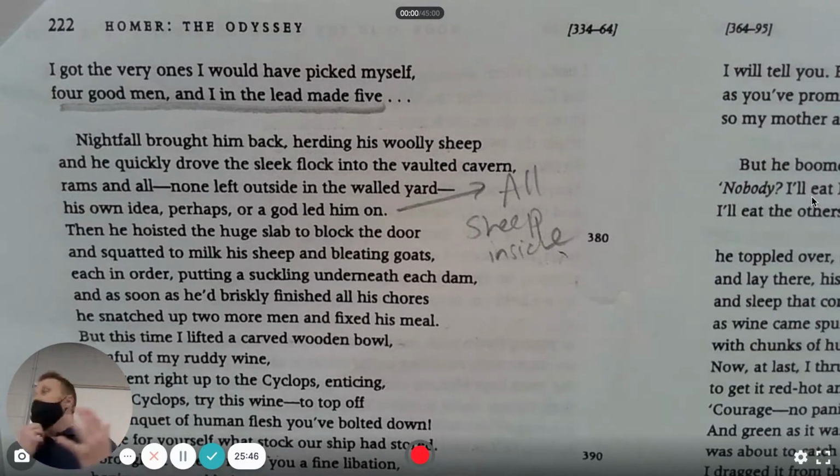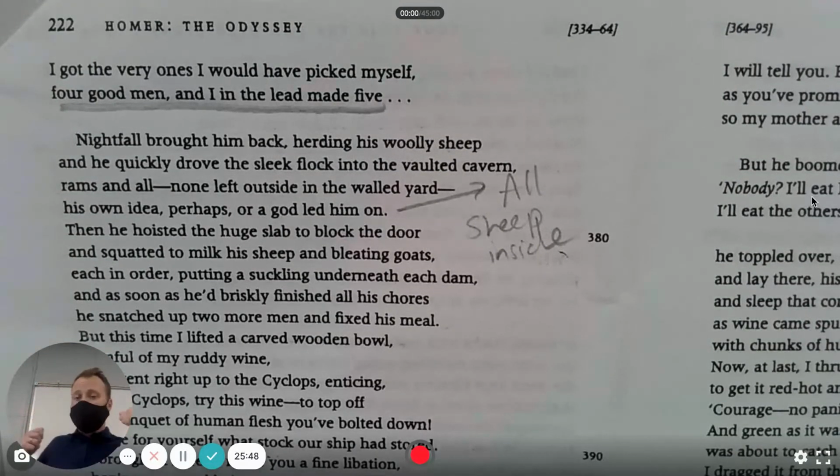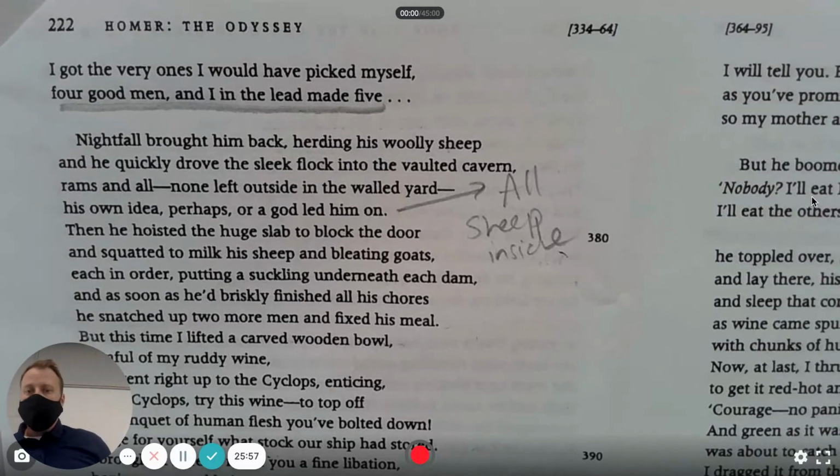So yeah, they're all stuck in this cave, okay? And they've come up with this plan to sharpen down this giant thing that 5 of them are going to stab into the eye of the Cyclops, okay?